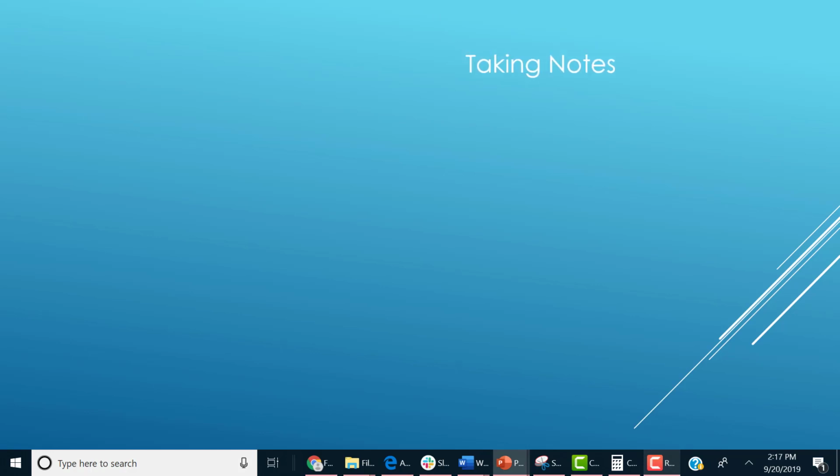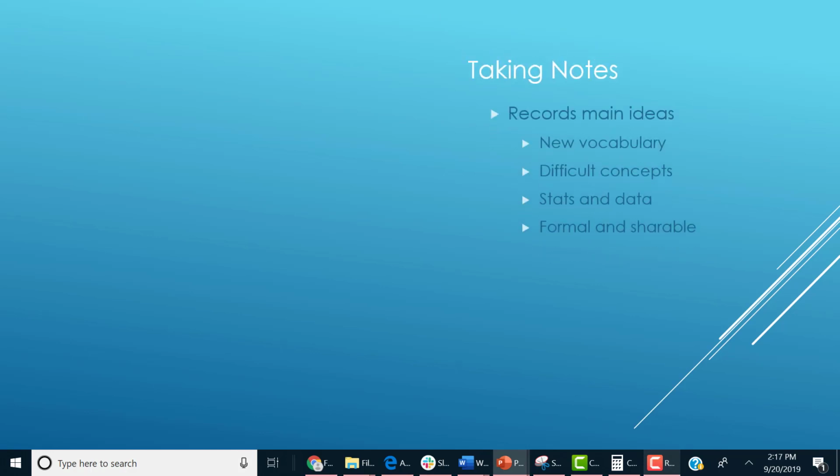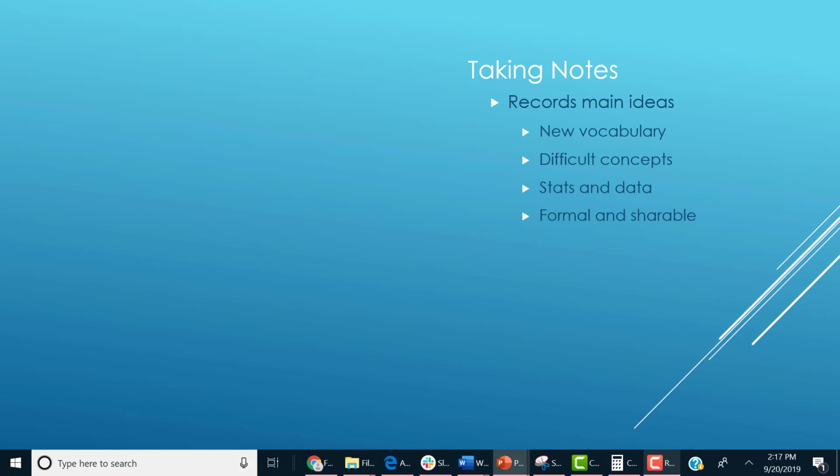This is something that I'm sure all of you are familiar with, as you've taken notes on lectures or your textbooks. Really, when we're taking notes, the idea is to record the main ideas being presented to us. This could be new vocabulary, new or difficult concepts, statistics and data, and typically notes are a little bit on the formal side and they're shareable.